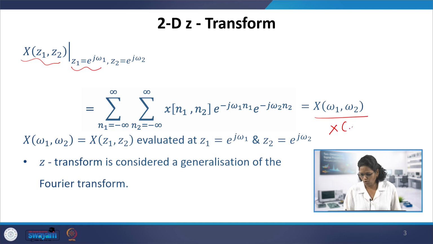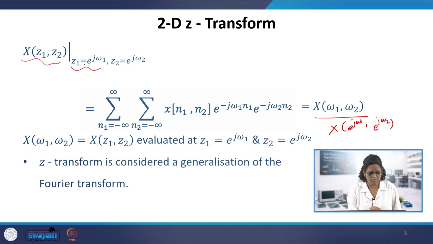If you recall, we have done this in the case of the 2D DTFT or DSFT. So this is nothing but the DTFT, or 2D DSFT, of the x of n1, n2 sequence. This one is evaluated at z1 equal to e power j omega 1 and z2 equal to e power j omega 2. That's why, as we said in the 1D Z transform as well, it is considered a generalized version of the Fourier transform. Here r is neglected.